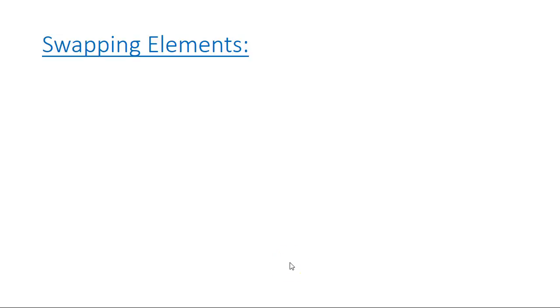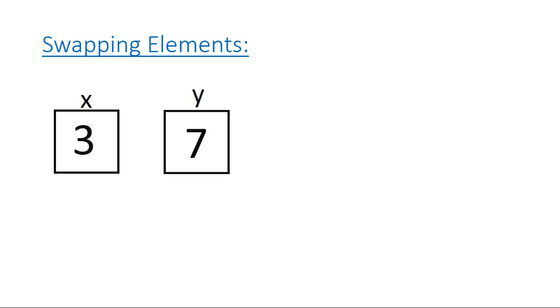Hello, in this video we're going to implement a pretty straightforward algorithm which swaps elements. And what I mean by that is given two variables, I want to switch their values. So I want to take the value of x, which is 3, stored in y, and the value of y, which is 7, stored in x.